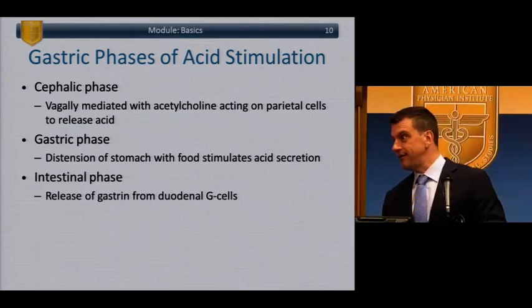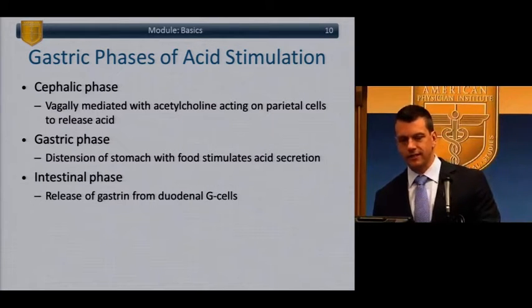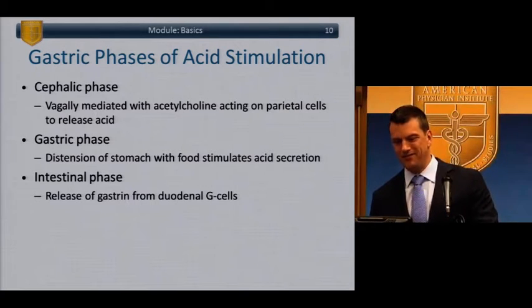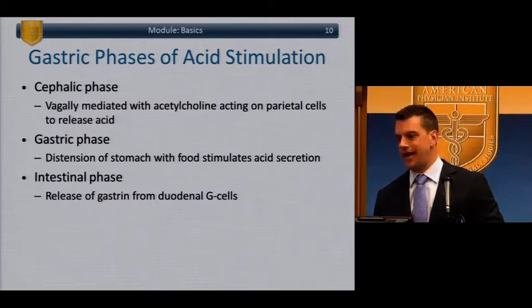There's several phases of acid stimulation. The first is the cephalic phase. This is what starts even before the food gets to your mouth. This is vagally mediated with acetylcholine acting on the parietal cells to release acid.